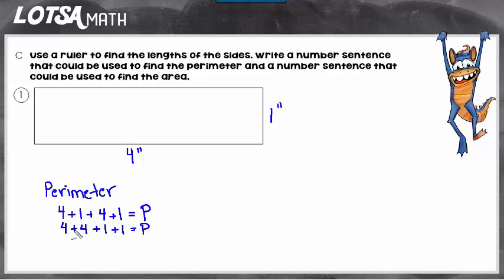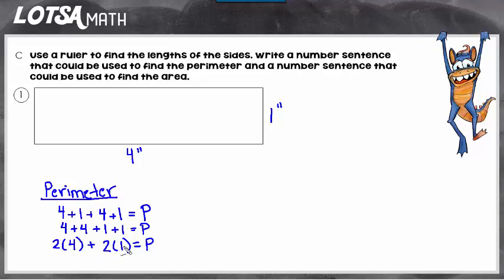You could use a number sentence that used multiplication to find the perimeter. And how you would do that is you could say, well, I have 2 sides that are 4 inches long. And so you could show that by writing a 2 and in parentheses writing a 4. This means I have 2 4s, or 2 times 4. And then you would add the other 2 sides. So you also have 2 sides that are 1. So if you see this, that could be a number sentence to find the perimeter. 2 lengths that are 4 and 2 lengths that are 1. If you add them together, you would get the perimeter.